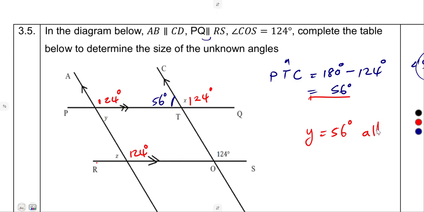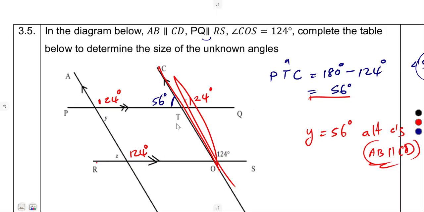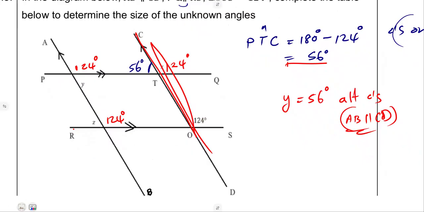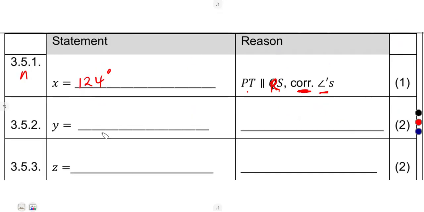These are alternate angles, as we have this whole line CD being parallel to AB. Alternate angles can be used where we form a Z. So that is it about angle Y, or you can use angles on a straight line, or you can use corresponding angles. You're still going to have the same answer of 56 degrees. So there you had a lot of options to answer this one.